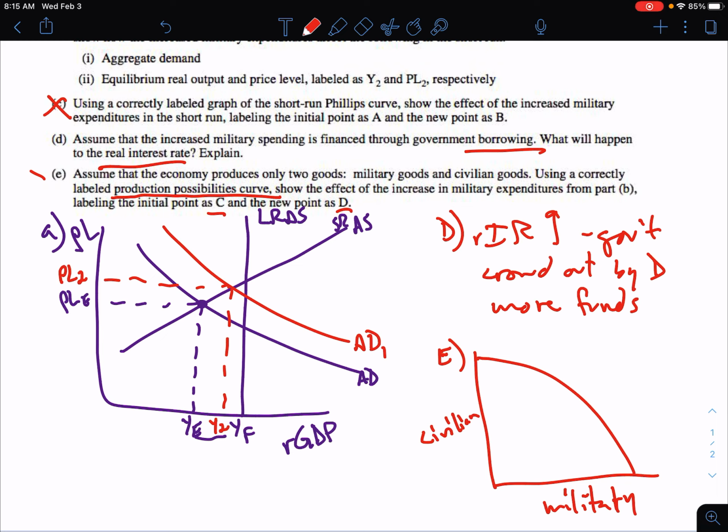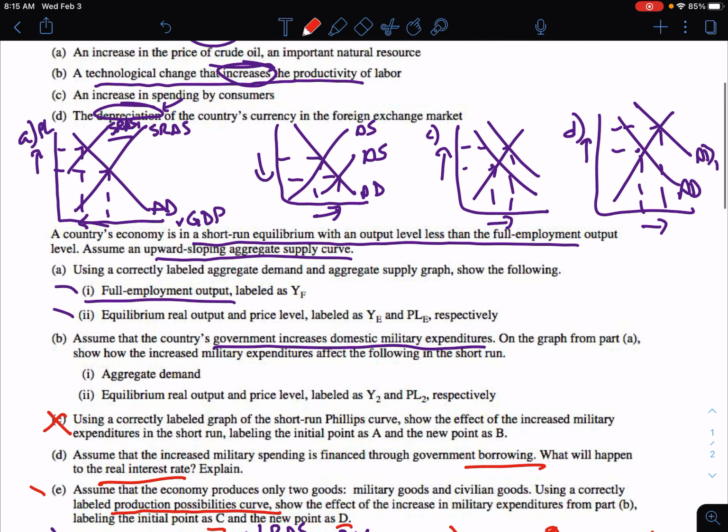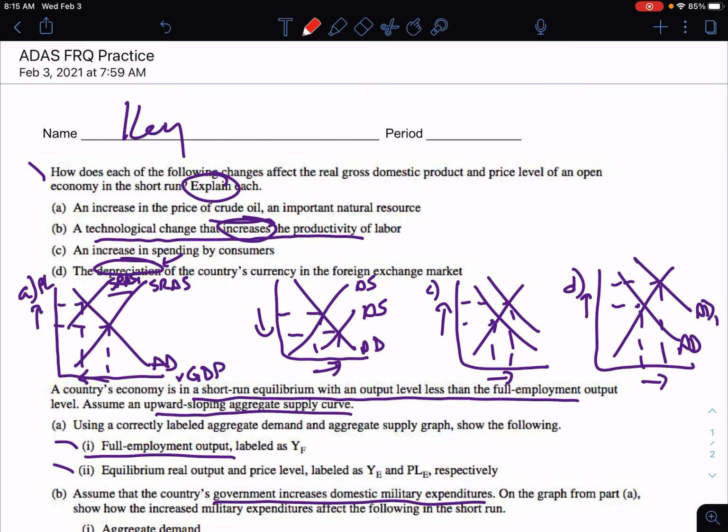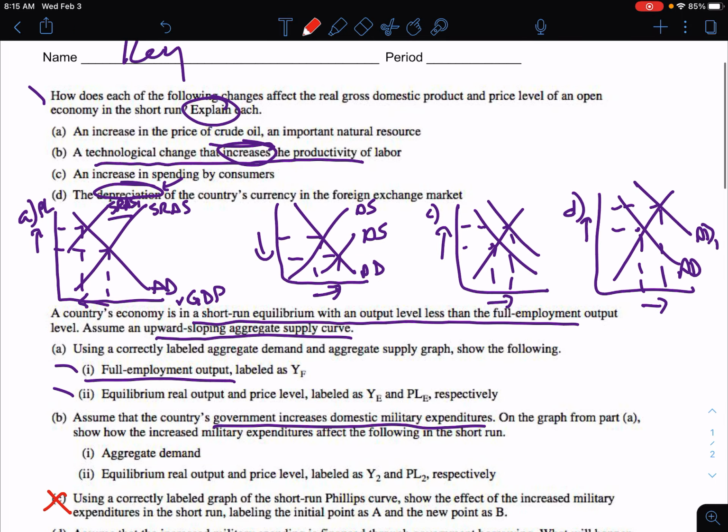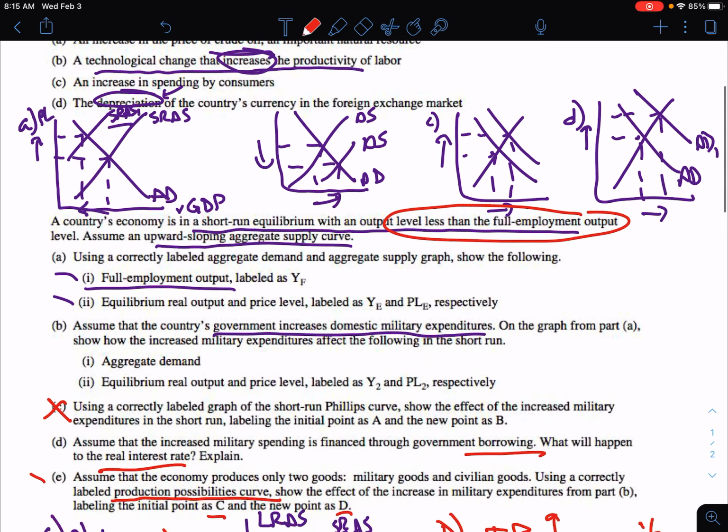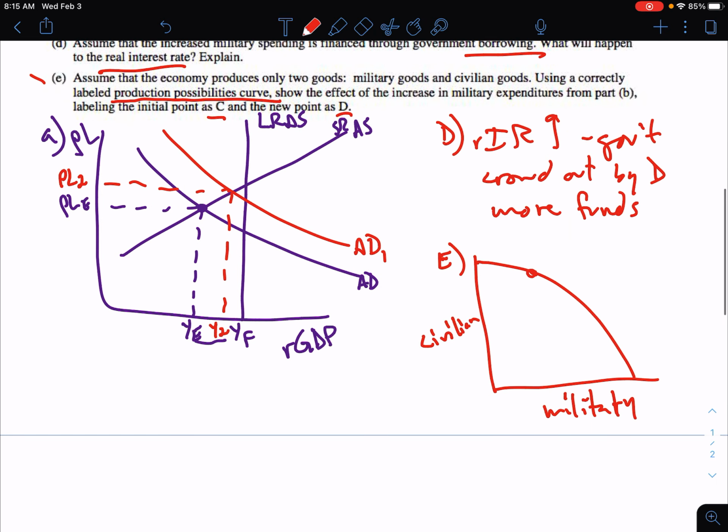My mistake was that I just put C on the production possibilities curve. But of course, remember that we are in a recession, right? So when we come up here, remember that we are at less than full employment output. And that was my error. So that's not actually where point C is. Point C is inside the curve because we're in recession. Then point D needs to move outward and increasing military.